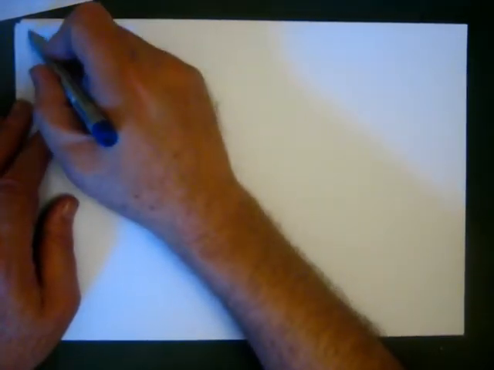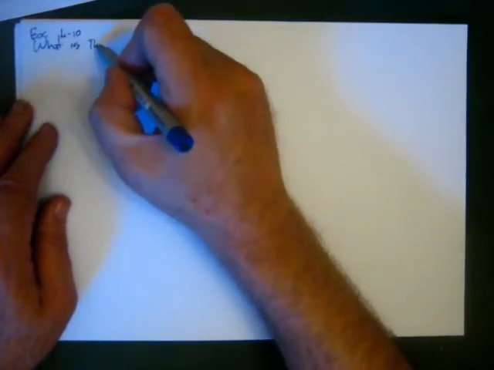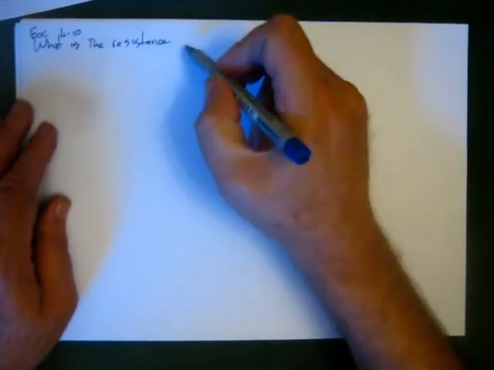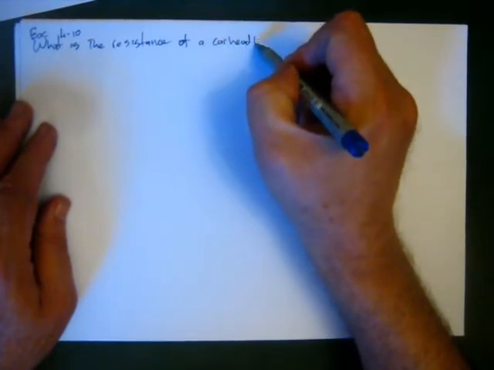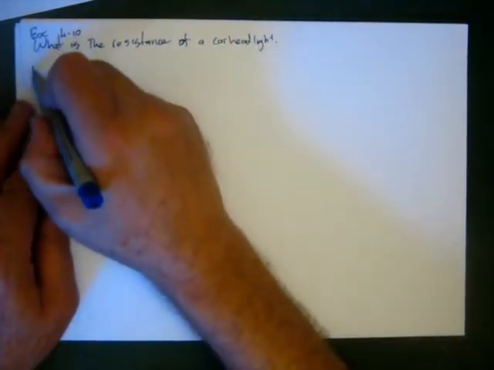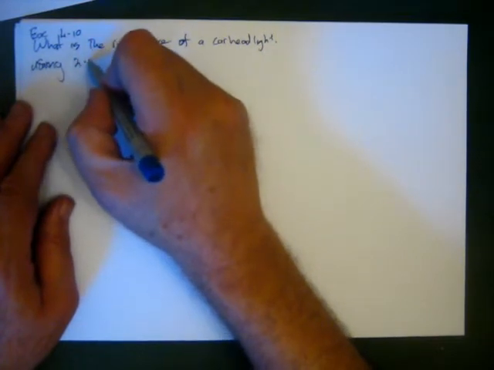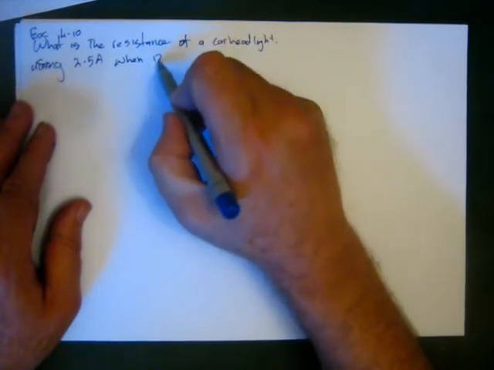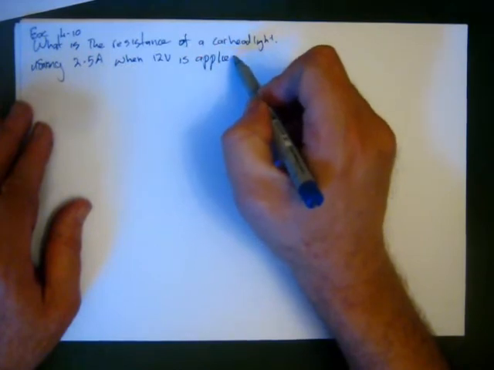This is exercise 410. The resistance of a car headlight using 2.5 amps, when 12 volts is applied, because most car batteries are 12 volts.